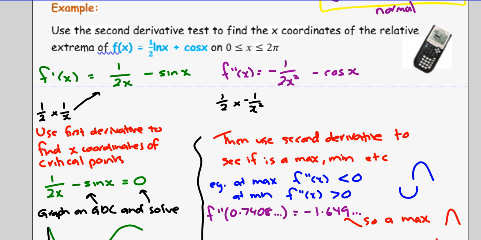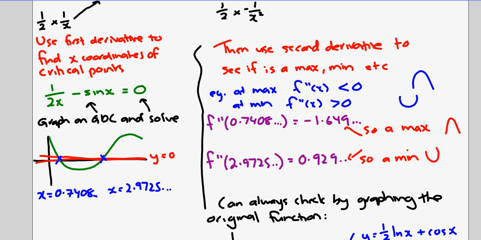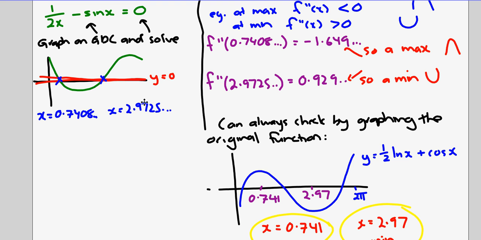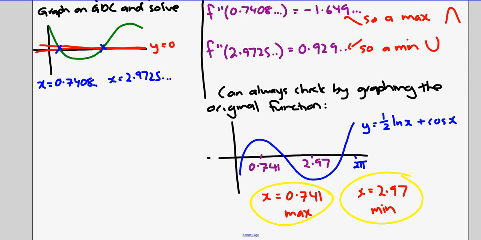So they just said find the x-coordinates of the relative extrema, and comment on whether it's a minimum or a max. They're the x-coordinates. So you could always check by graphing the original function. I've graphed the original one there as well, to double check. Yep, it's a maximum here and it's a minimum there. So we were correct in our assumption.